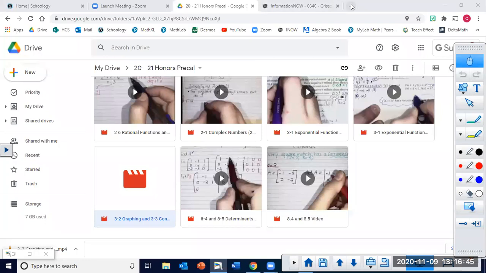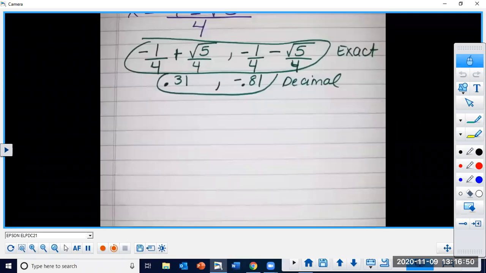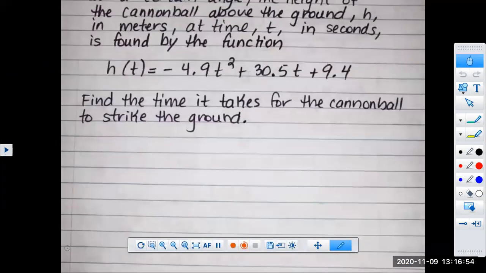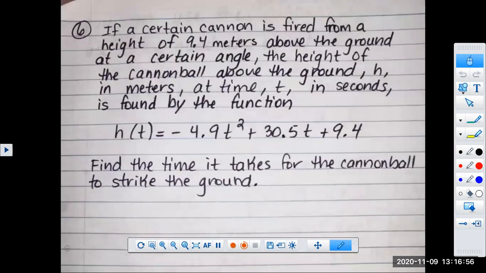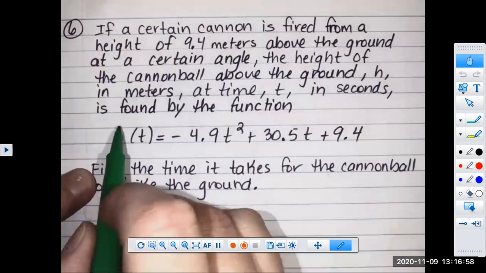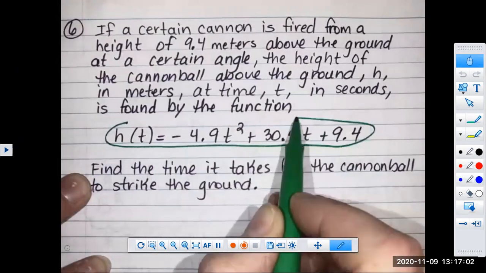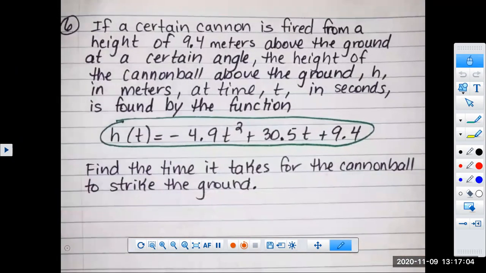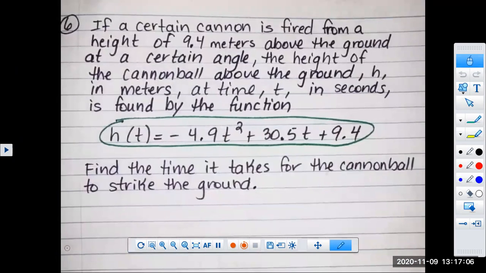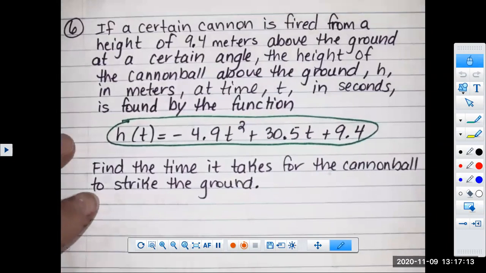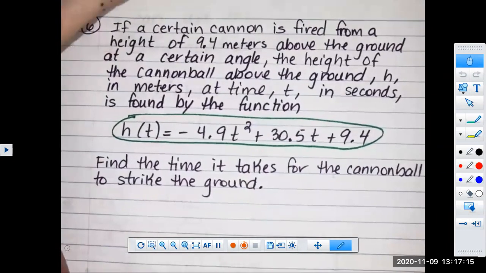Okay. I will highlight what you need to write down or circle. Just write down this equation or function. You have a problem in your math Excel, I think it's like number 17 or 18, that is just like this.